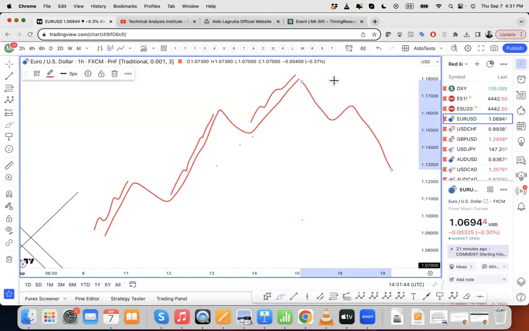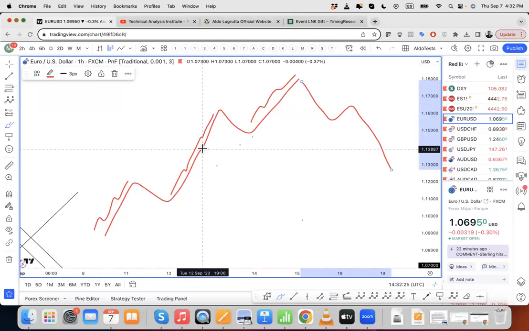The first one says that wave two cannot travel a larger distance than the starting point of wave one. Well, that's here. So wave two cannot go all the way here and go beyond the origin of wave one. The second rule is that wave three is never the shortest. Now, not being ever the shortest doesn't mean that it always has to be the longest. Not necessarily so. Don't confuse those two, because that's what most people do, but they're not the same. So wave three should never be the shortest.